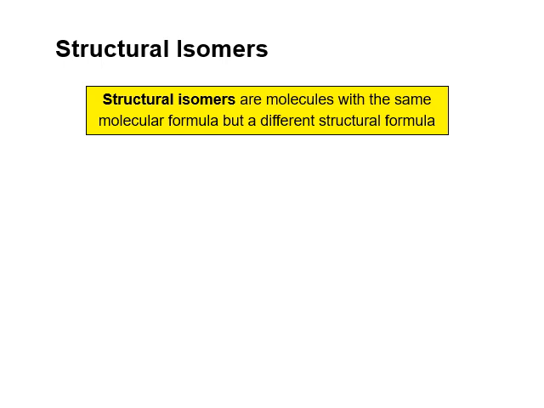So structural isomers, these are molecules that have the same molecular formula, but a different structural formula. So all the atoms are bonded differently, so they're bonded to different atoms in a different way, but you've still got the same number of each type of atom.